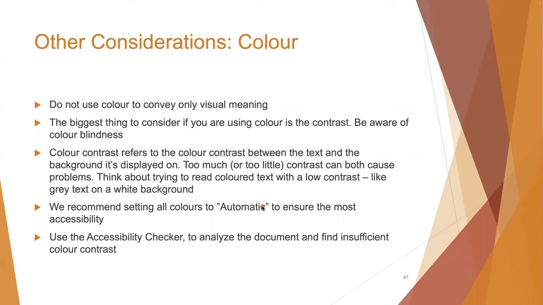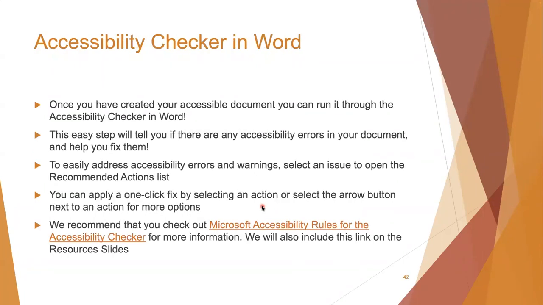So now that we've gone through the basics of creating your document, it's time to learn how to check your document. So once you've created your accessible document, you can run through the accessible checker in Word. This easy step will tell you if there are any accessibility errors in your document and help you fix them. So it's actually like really easy to use.